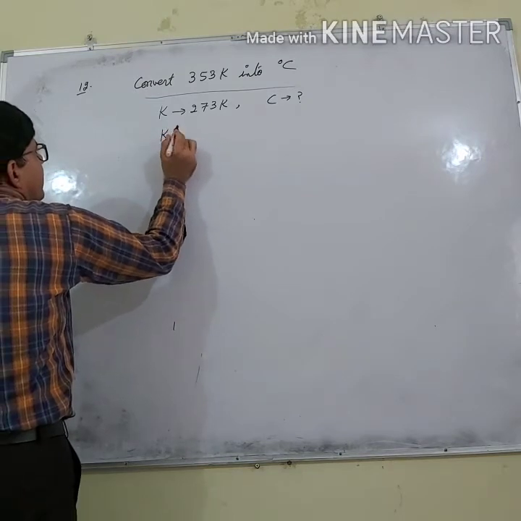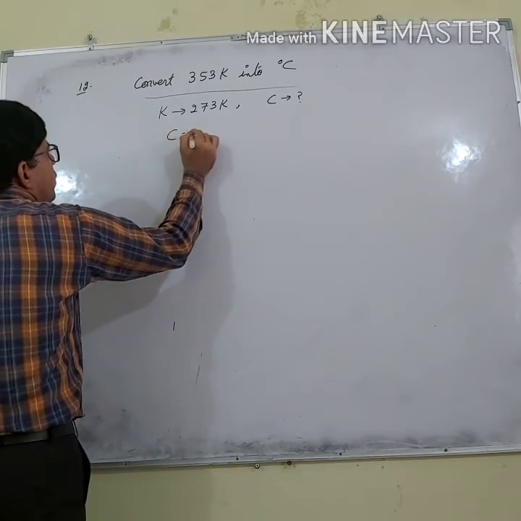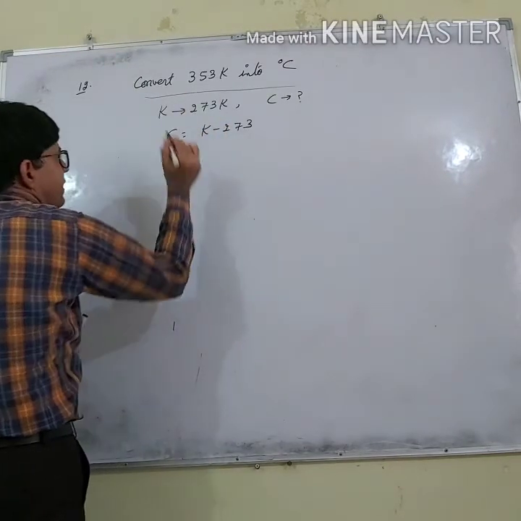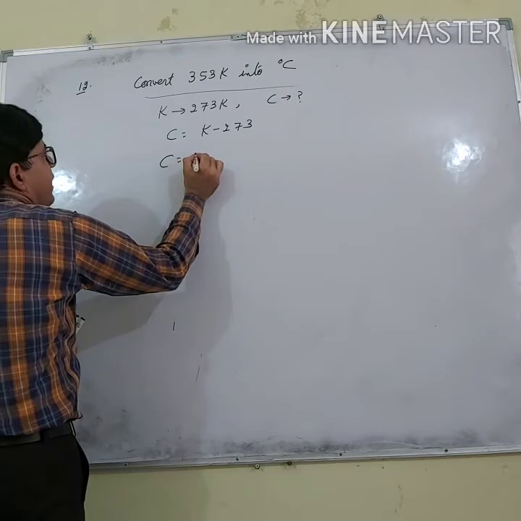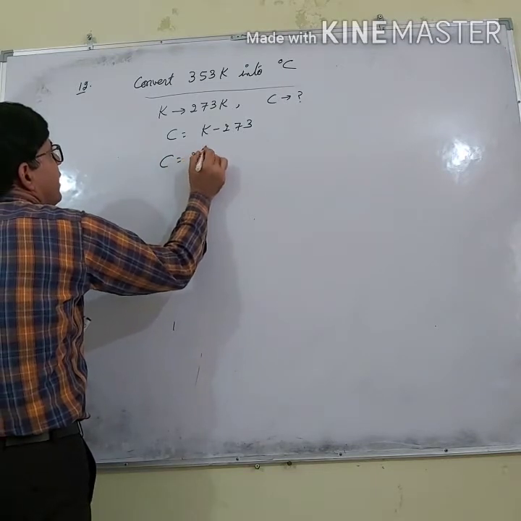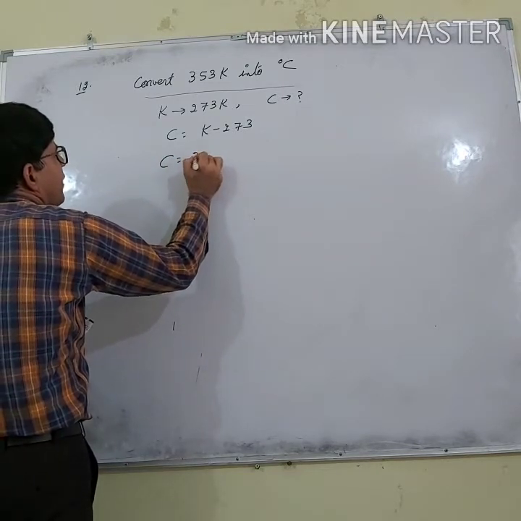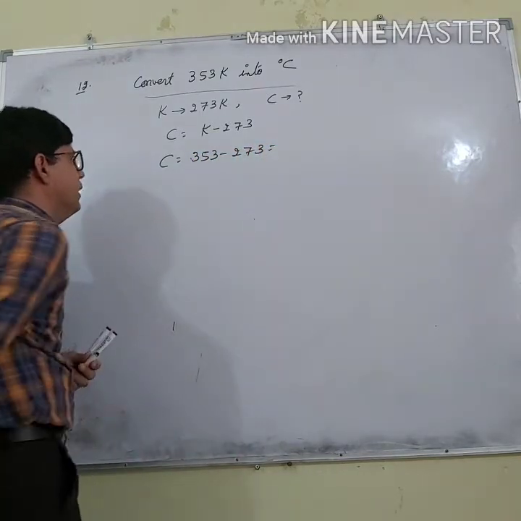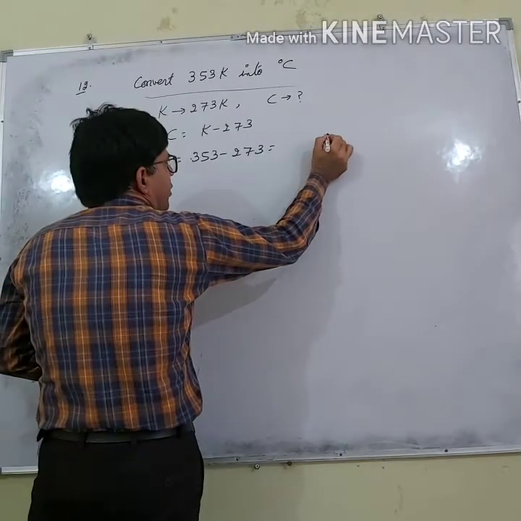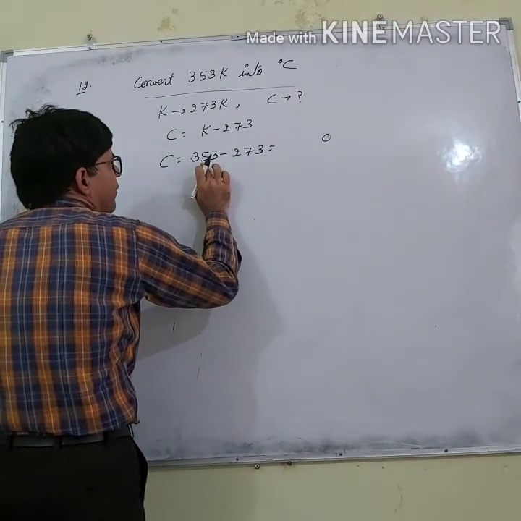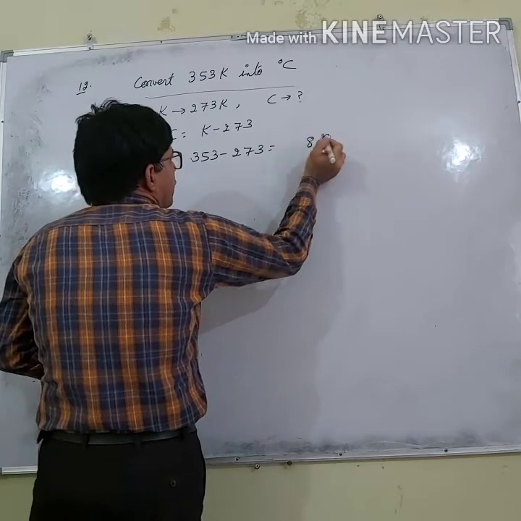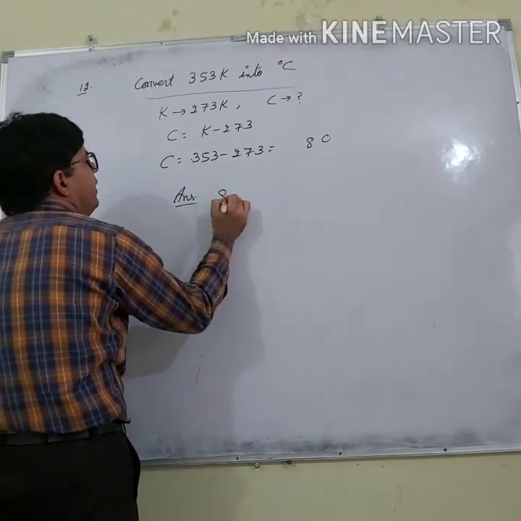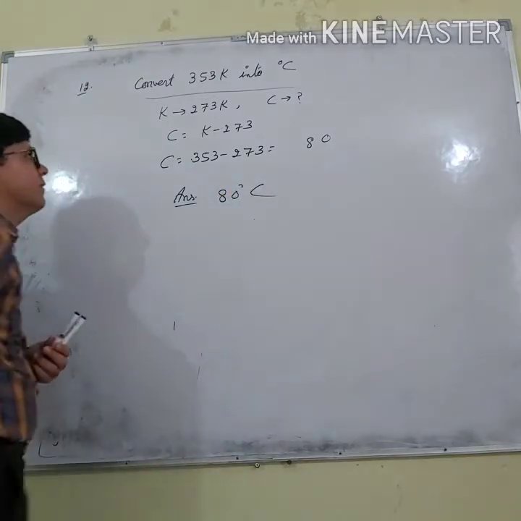Formula is C equals K minus 273. So what is K? K is here 353 minus 273. When you subtract 3 minus 3, 0; take a carry 1, 15 minus 7, 8. So this is 80 degrees Celsius. So my answer is 80 degrees Celsius.